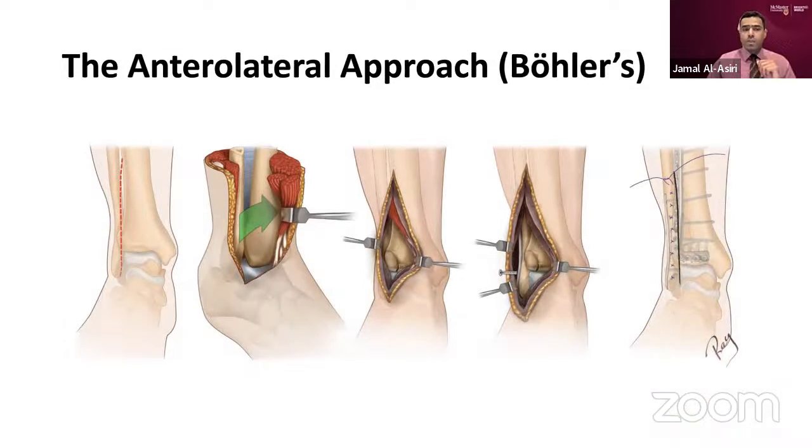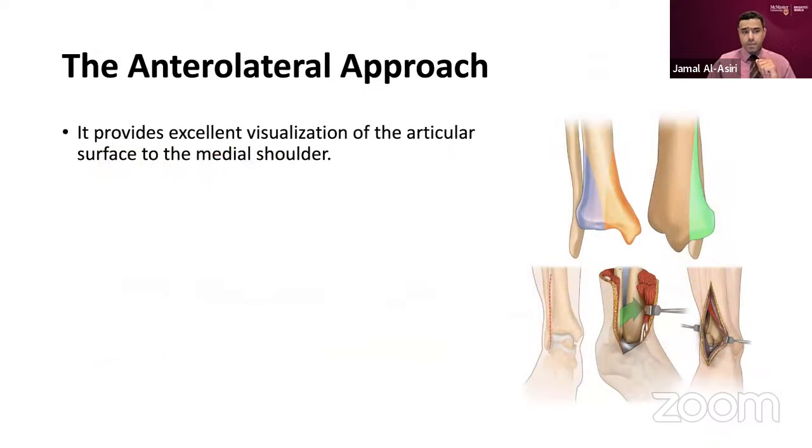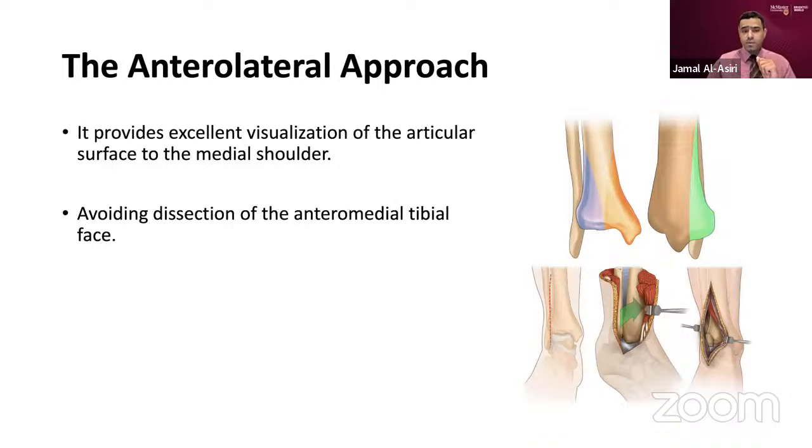Move on to the Böhler approach, which is the anterolateral approach between the peroneal tendons or fibula and the anterior compartment, in line with the fourth metatarsal. It provides an excellent visualization of the articular surface to the medial shoulder.